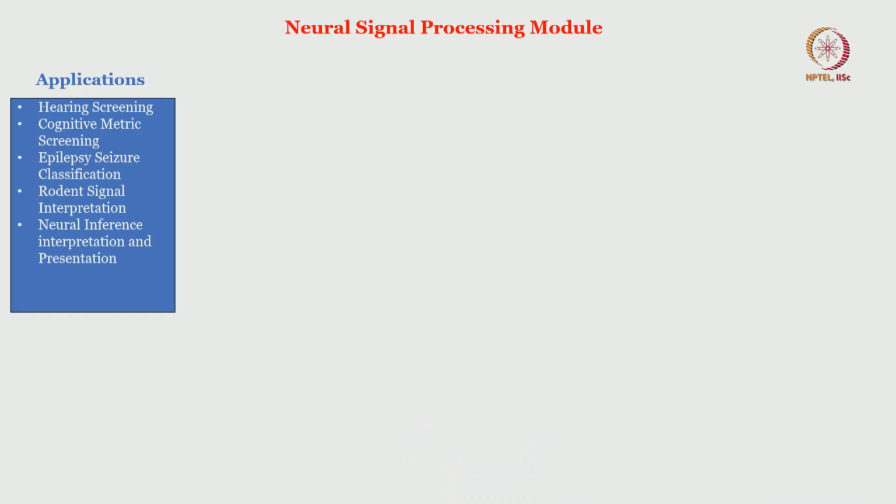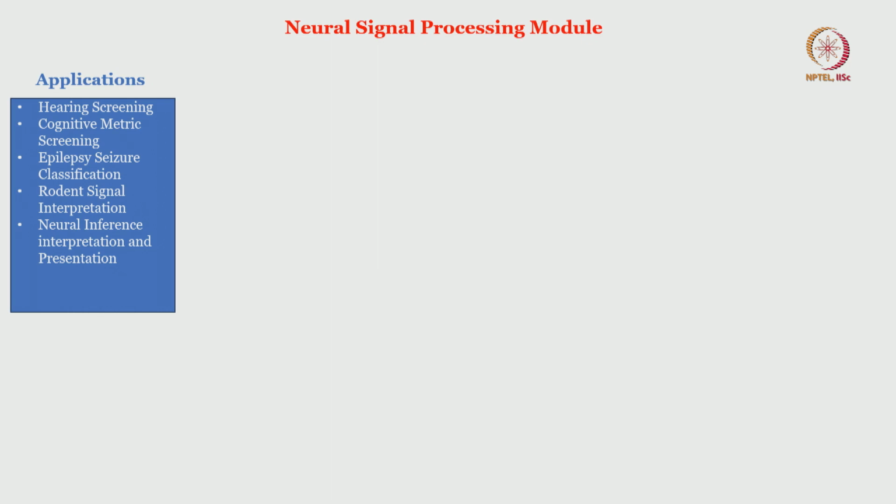In this course we will be checking hearing screening, cognitive metric screening, epilepsy seizure classification, and some rodent signals. Rodent signal means ECoGs, SEEG and all taken post neurosurgery from rats, and how to draw neural inferences.